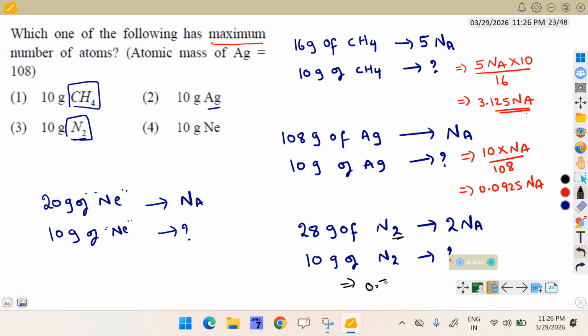Value is 0.714 into Avogadro number. 20 grams of neon, Avogadro number of atoms. So 10 grams of neon contains how many number of atoms? 20, 1 by 2, 0.5 into Avogadro number. So which contains more number of atoms? First option contains more number of atoms.